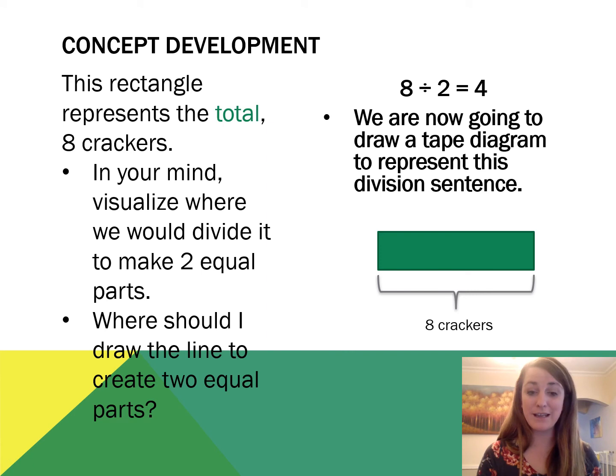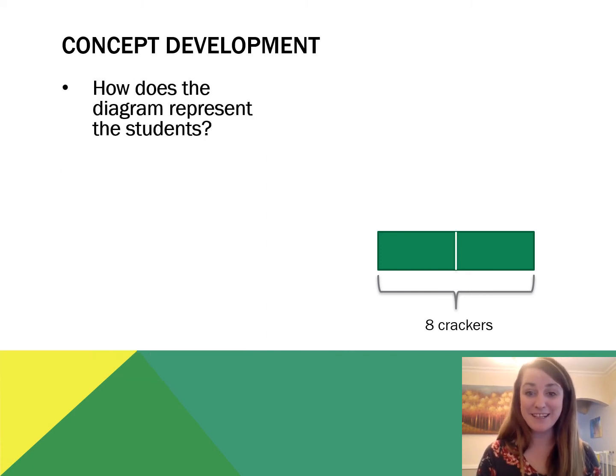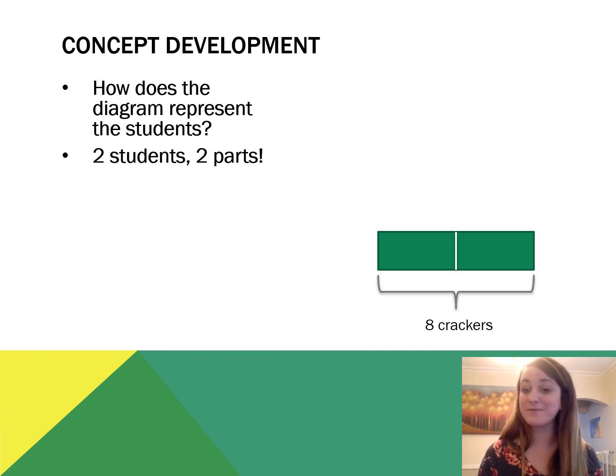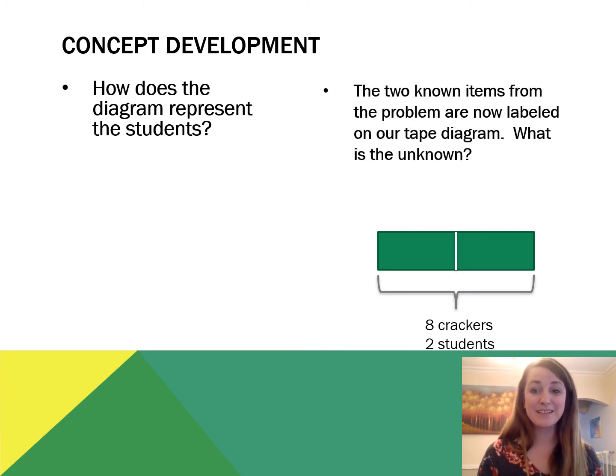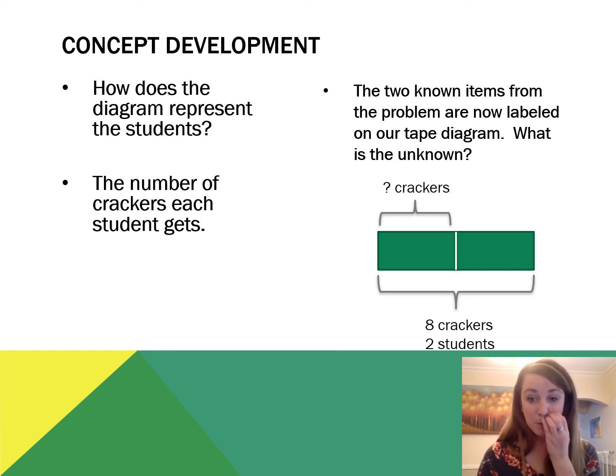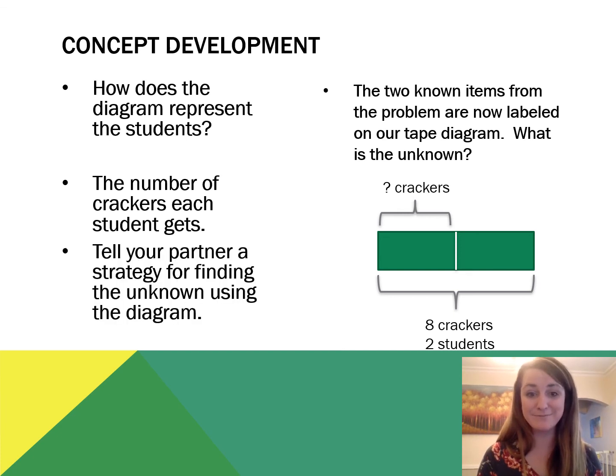Where should I draw the line to create 2 equal parts? Right down the middle. How does this diagram represent the students? 2 students, 2 parts. The 2 known items from the problem are now labeled on our tape diagram. What is unknown? I have added 8 crackers and 2 students. What we don't know is the number of crackers each student gets. So I'm going to put question mark crackers.